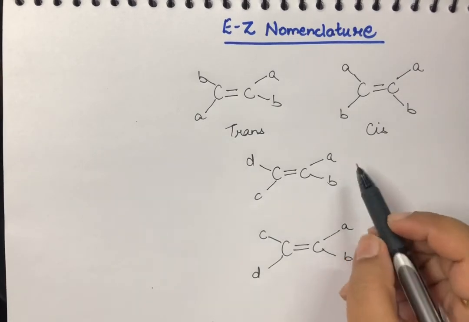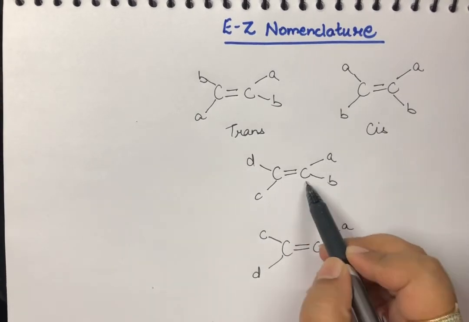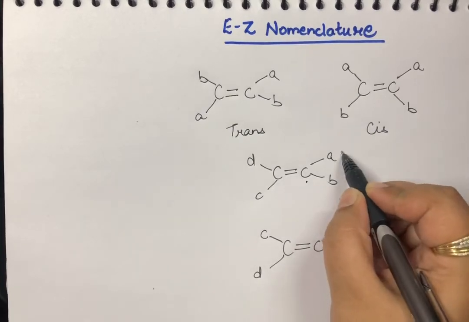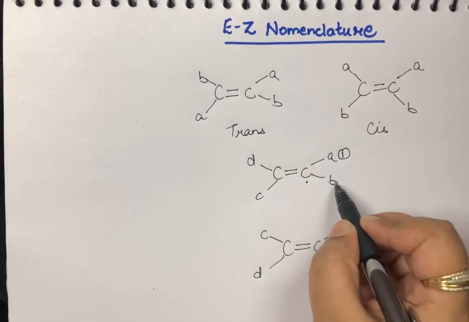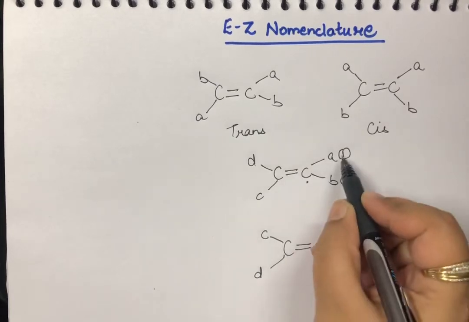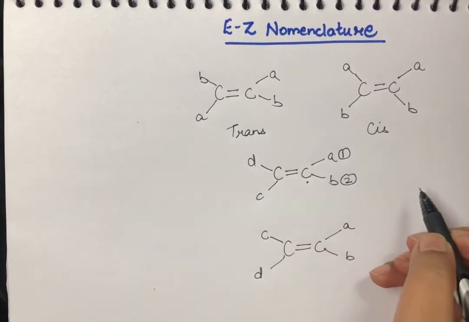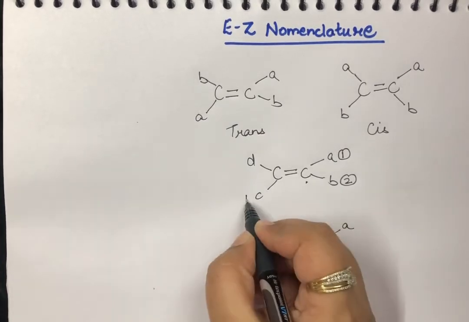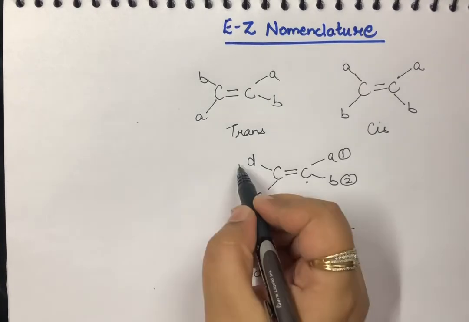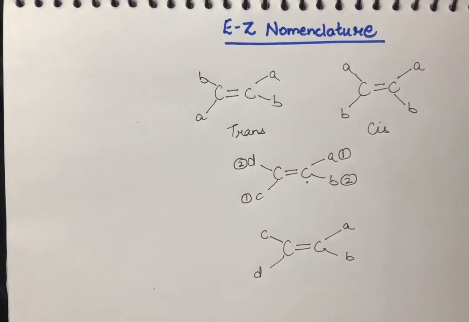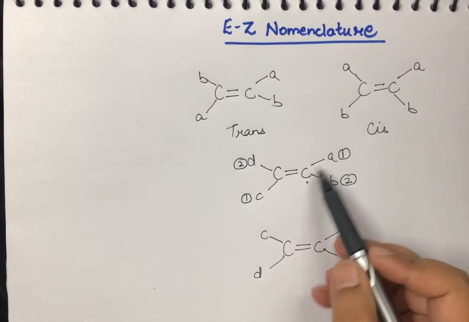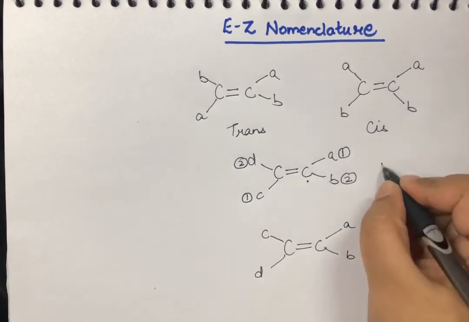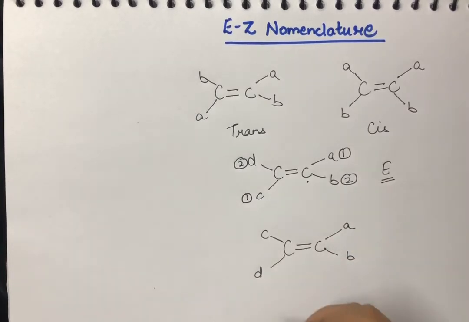Let us assume that out of A and B on this particular carbon, A is of more priority, so I will give it number 1. And B is of second priority, obviously, because A has been numbered as of more priority. Now, if I talk about this carbon, let us assume that C was of more priority and D was of less priority. So now when I have the same type of priority groups on the opposite sides of the carbon-carbon double bond, I call it E nomenclature.